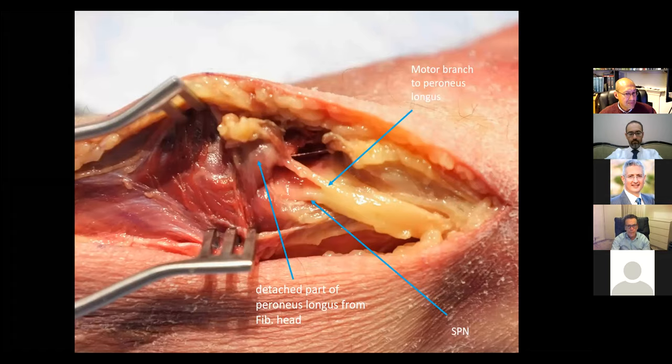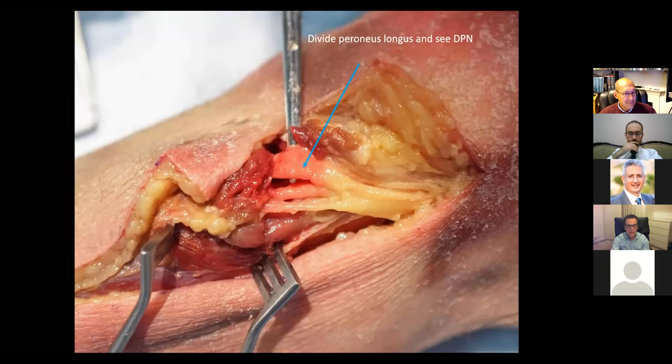The next step, once you have found the superficial branch of the peroneal nerve, will be to divide peroneus longus. So as you can see here, the two ends of the muscle, and immediately underneath, you will find the deep peroneal nerve. And at this point, you can complete your release.